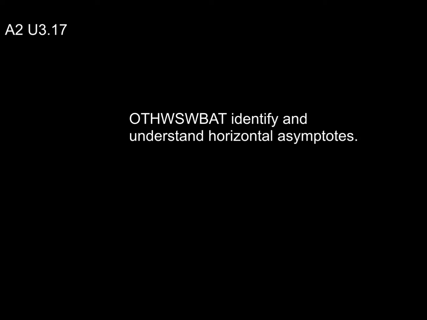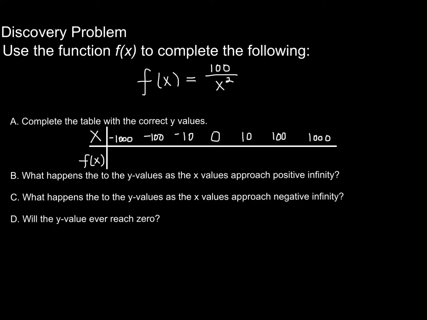Welcome to 3.17. Here we're going to identify and understand horizontal asymptotes, obviously similar to vertical asymptotes, but behaving a little bit differently in some ways. Let's take a look.